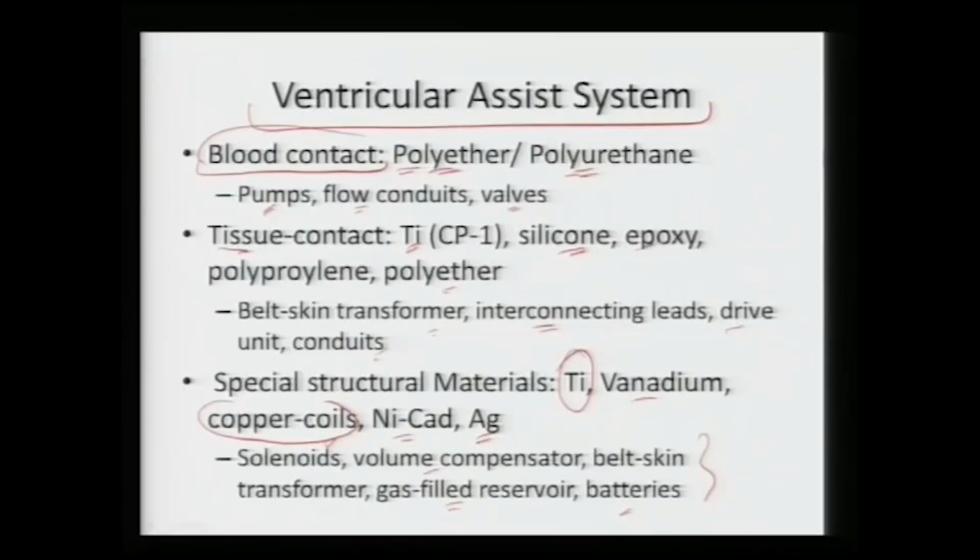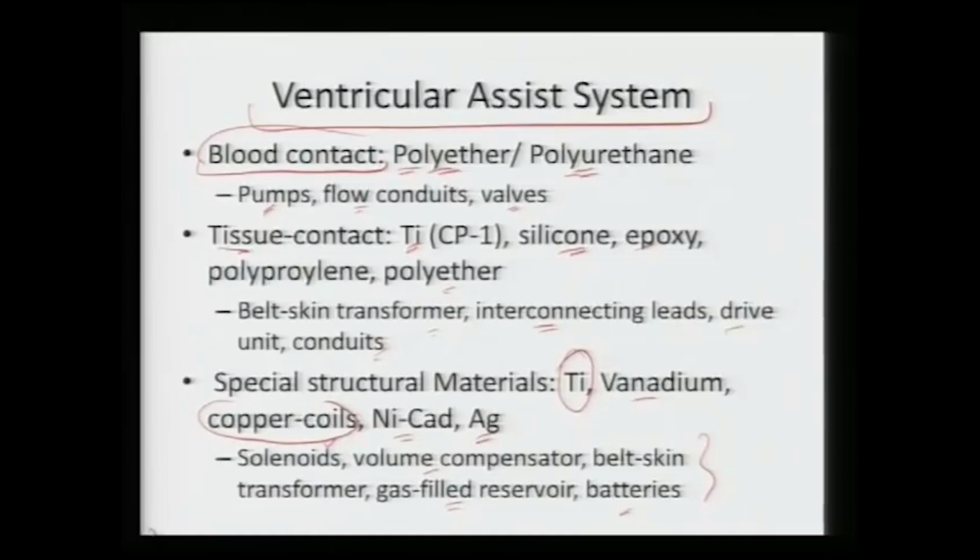So we can see that overall, either for total heart replacement or the ventricular assist system, we require the device to be in contact with the blood and tissue. So we can see that either in total heart replacement or the ventricular assist systems, blood contact and tissue contact become of prime importance, such as in pumps, flow conduits or even valves.